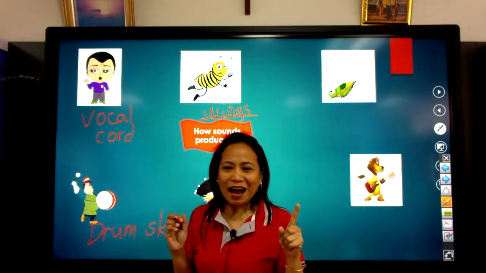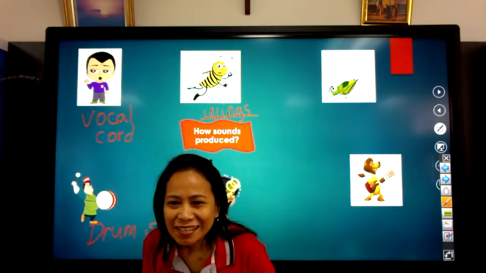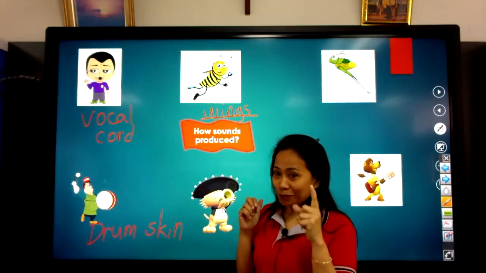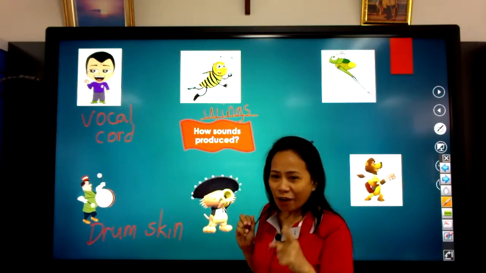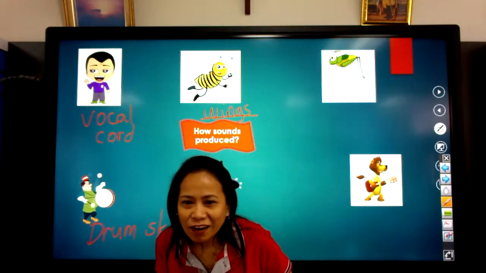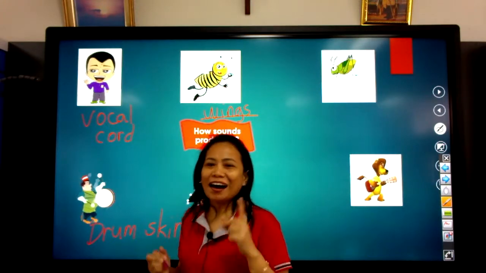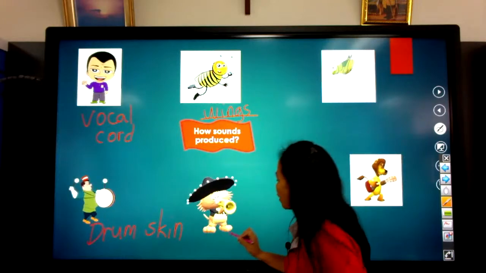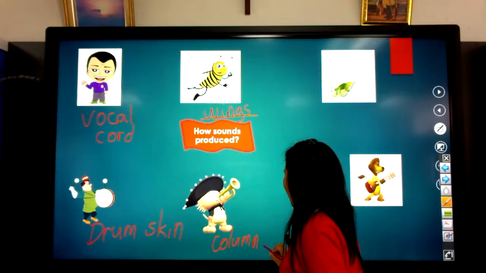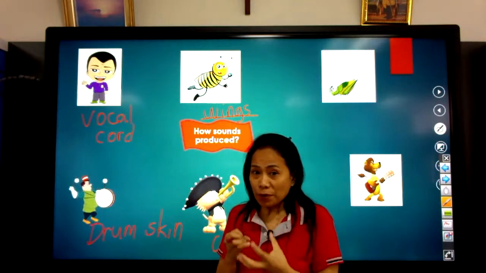Okay. How about the trumpet? How does the trumpet produce a sound? By blowing? Yes, when you blow, it produces sound. But which part? Okay, the column of air. So this column of air vibrates as you blow.